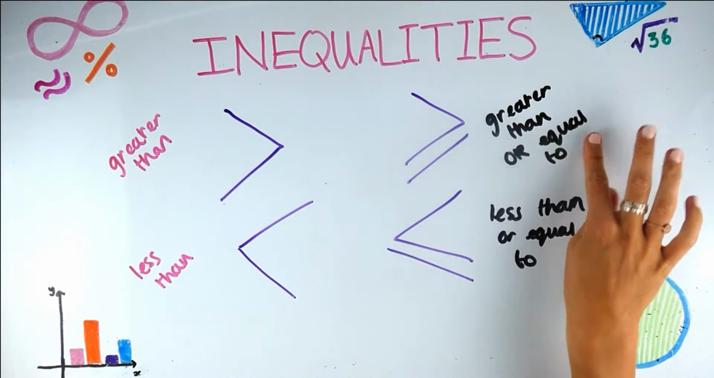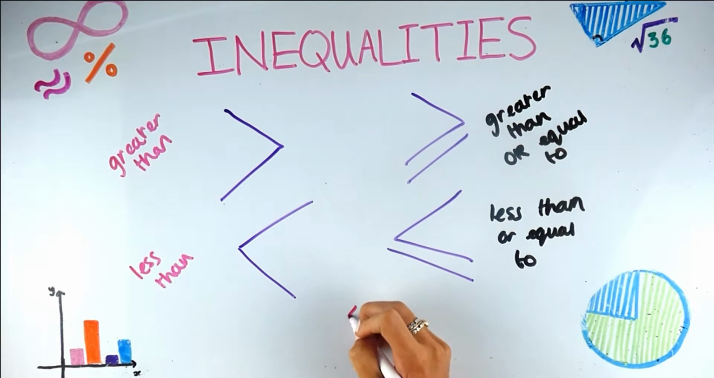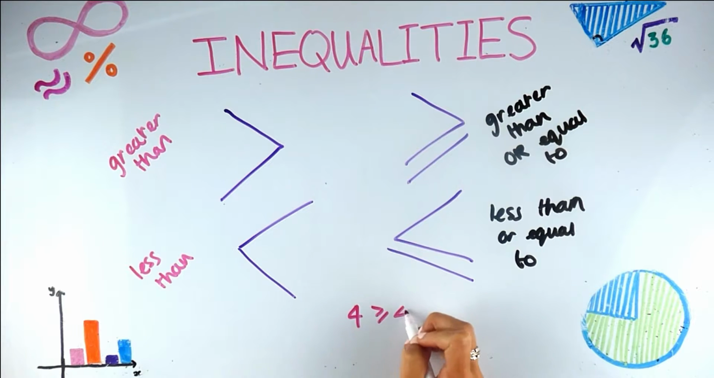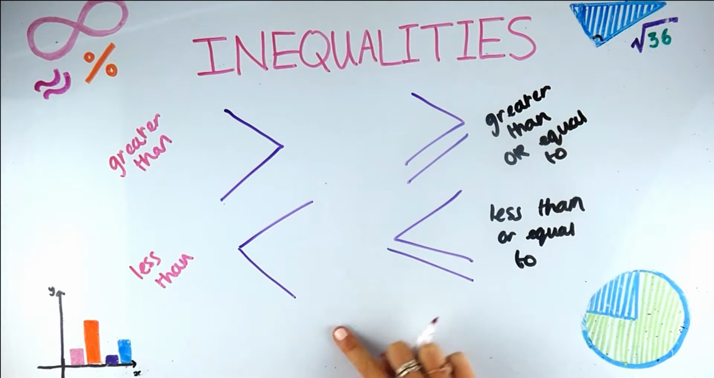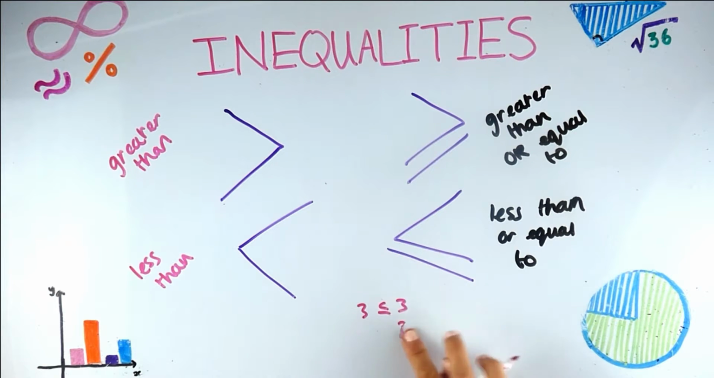This one means greater than or equal to. It's a bit like greater than, but it can also be equal to. So I could also say that 4 is greater than or equal to 4 because 4 is equal to 4. Or with the less than, you can have less than or equal to, so I could say that 3 is less than or equal to 3, but I could also say that 3 is less than or equal to 10, because it's not equal to 10, but it's less than 10.